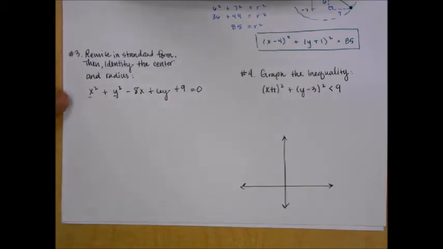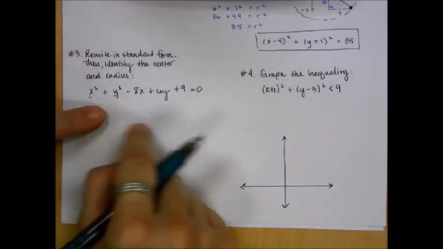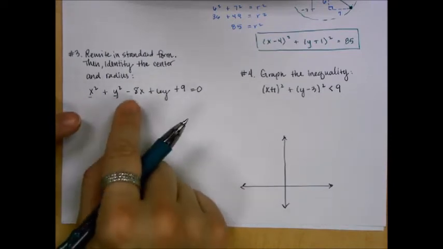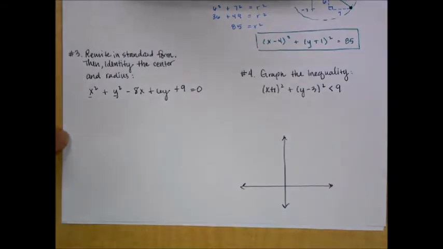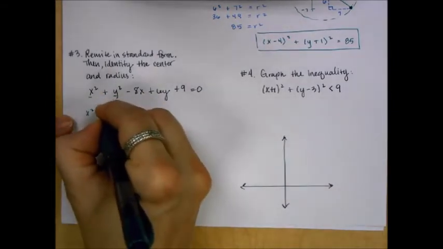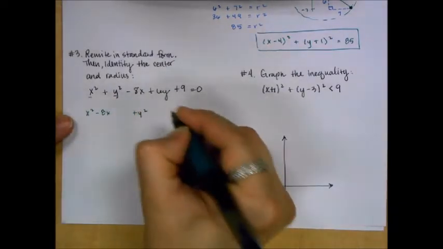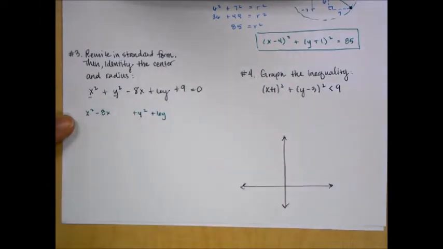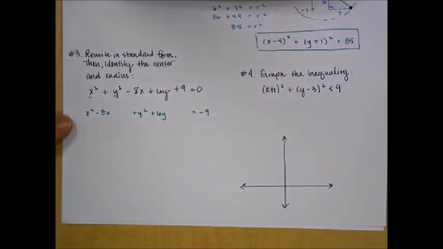To rewrite it in standard form, like with parabolas, you're going to group all your x's together. We're going to group our y terms together, and we're going to complete the square for both the x's and the y's, and we'll move our constant to the other side. So we'll keep x squared minus 8x, and we'll leave some space. y squared plus 6y, leave some space, subtract 9 over to the right. So we're leaving space to complete the square for each set.